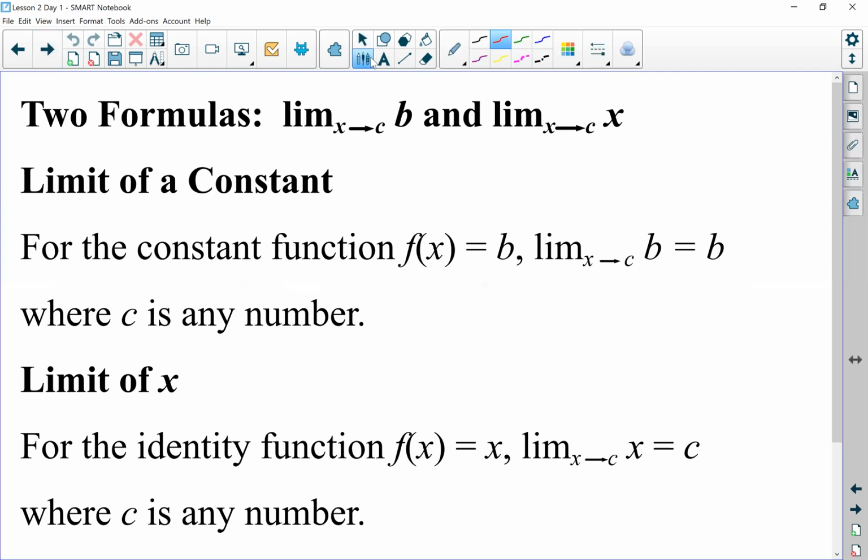So a couple formulas that we can use to develop other formulas. The limit of a constant. If we have a function, f of x, that is just equal to some value, so it's a horizontal line, then the limit as x approaches any number of that function, f of x equals b, is just b. Your limit will, in this case, always just be that constant.